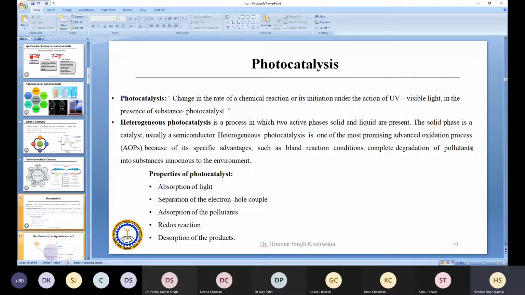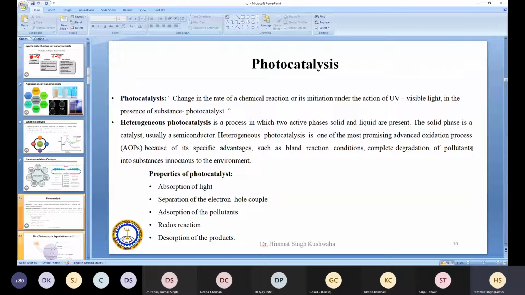So the properties of a photocatalyst required for the reaction mainly depend on the absorption of the light, how much light it will absorb, and in what wavelength range it is absorbing the light. Then the separation of the electron-hole pair. So there should be very little recombination.